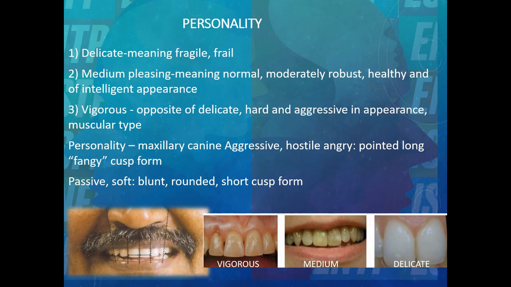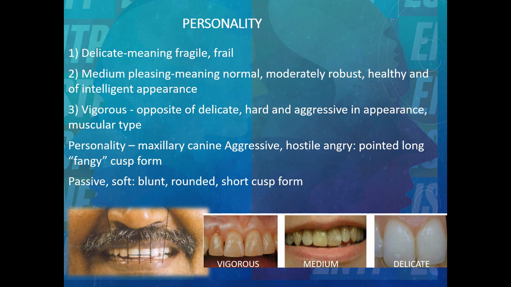Second factor is the personality. So there are mainly three divisions of personality: the delicate one, the medium pleasing, that is the normal one, and the vigorous, which is the hard and aggressive one. So the dentist should select and arrange the teeth so that it improves the patient's personality. And one more thing is that the more the dentist knows about the patient, the better dentogenic restoration he will be able to provide in relation to his personality.